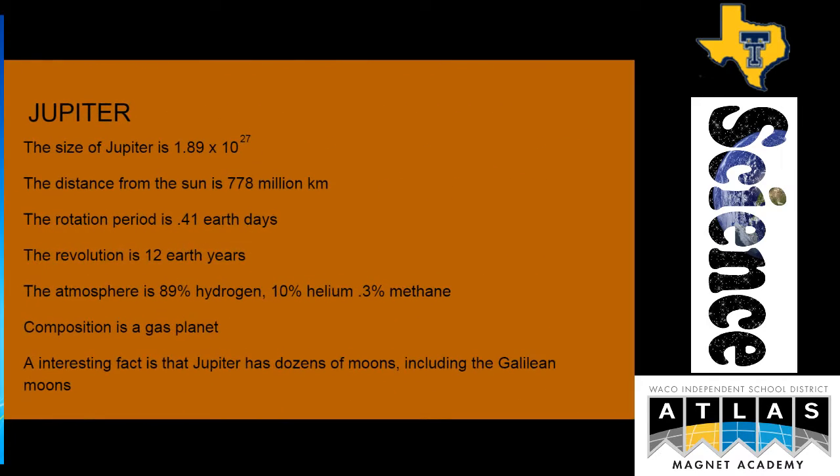Jupiter. Jupiter's mass in kilograms is 1.89 times 10 to the 27th power. The distance from the Sun in kilometers is 778 million. Rotation period in Earth days is 0.41 Earth days. The revolution period is 12 Earth years. The atmosphere is made up of 89% hydrogen, 10% helium, and 0.3% methane. The composition of Jupiter is that Jupiter is a gas planet. Interesting fact of Jupiter is that it has dozens of moons, including the Galilean moons.